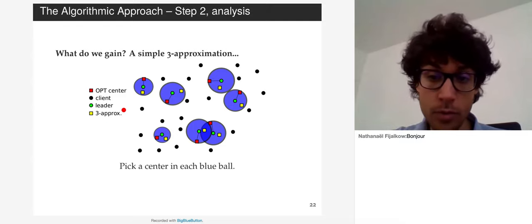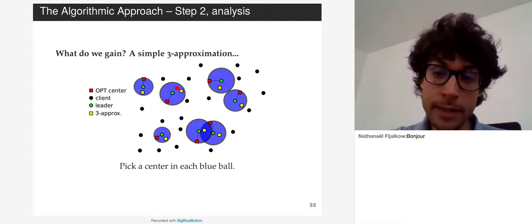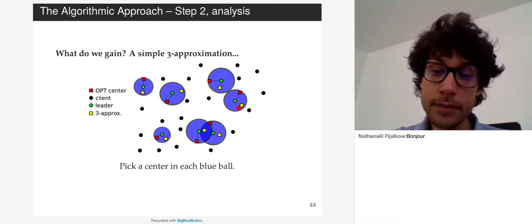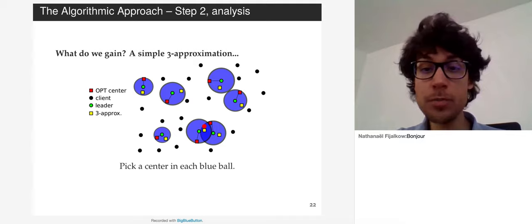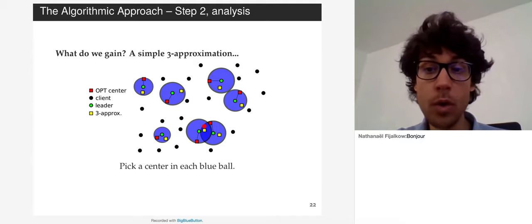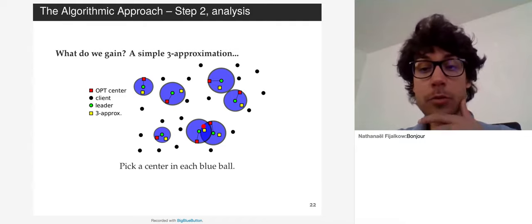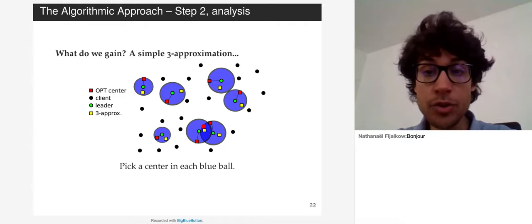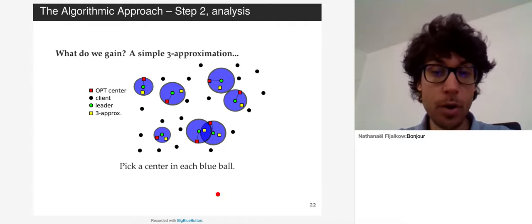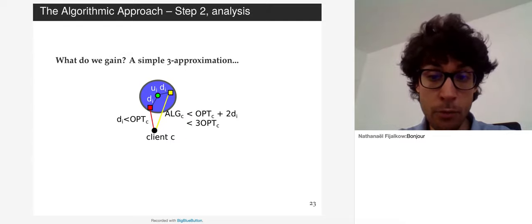So opt was red, and somehow I picked yellow, naively, because I just picked one guy in each blue ball. Just the naive thing. But yet, already, we can show that this yellow solution is a three-approximation to the problem. And that's what I'm going to show now.